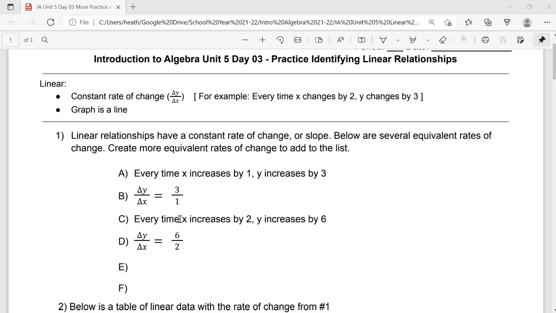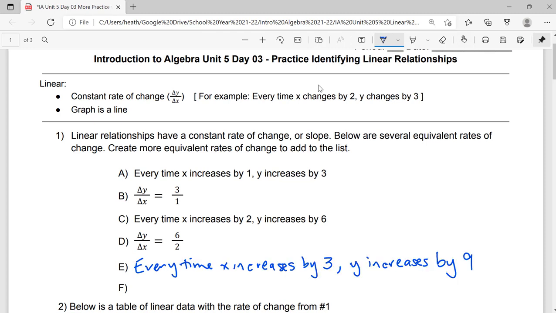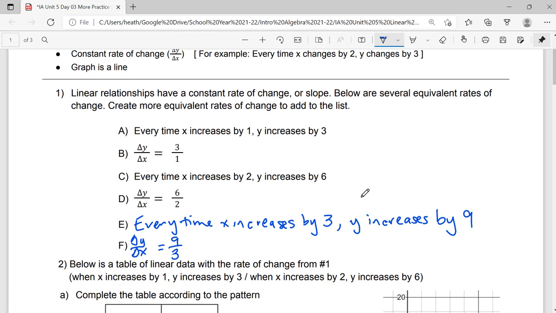Now, equivalent, you could say every time x increases by 2, y increases by 6, or a rate of change of 6 over 2. That reduces to 3 over 1, so we know it's the same thing. Try to make another rate of change that's the same. For example, you might write every time x increases by 3, y increases by 9, because if we write that as a fraction, that's an equivalent rate to the other rates that we had before.